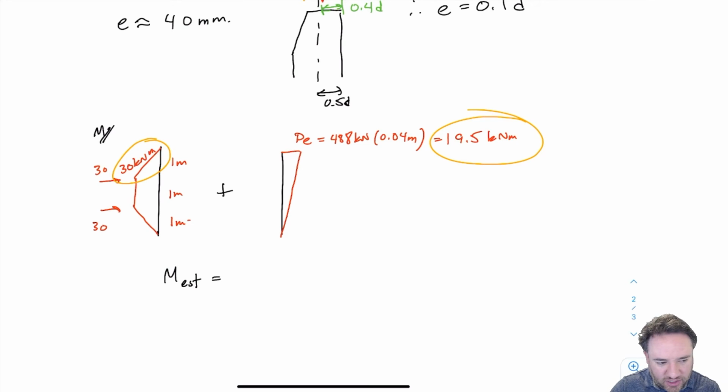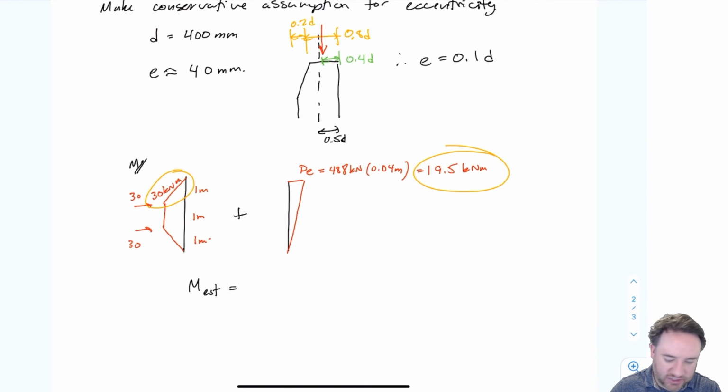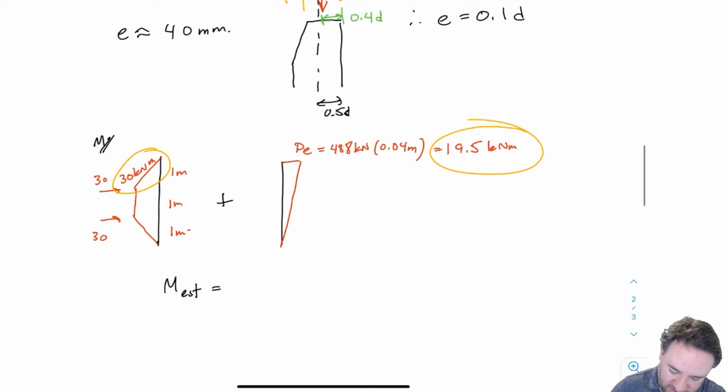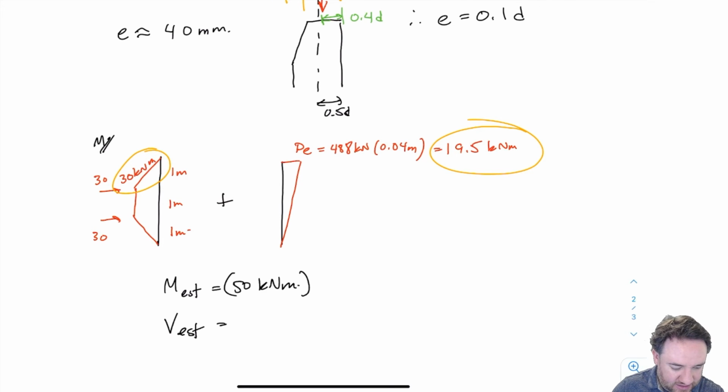I'm just looking for approximate moments so that I can pick an approximate section so that I can continue. So I'm basically getting a first iteration, just quick and dirty. So this is going to be about 50 kilonewton meters. And the shear is going to be, oh, and I have to factor that because this is wind load, right? So I'm going to multiply that by 1.4 to apply a wind load case to it.